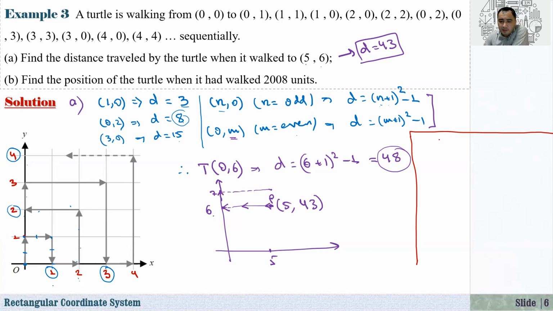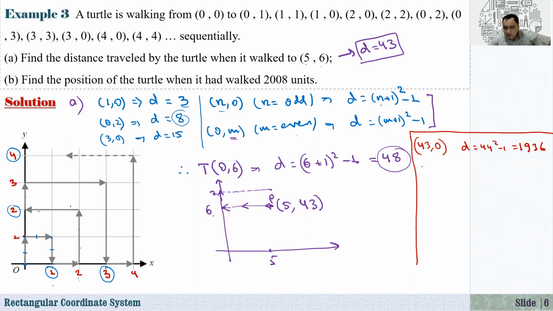So if the position of the turtle is, let's say, at (43, 0), 43 is an odd number, actually. So the distance traveled by the turtle will be 43 squared minus... it is 43 plus 1 squared, 44 squared minus 1. So that's equal to 1936. Okay, 1936 is a perfect square, which is equal to 44 squared.